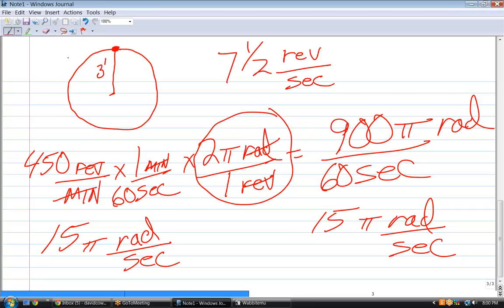Every time it makes a revolution, this point travels a distance of the circumference. In other words, 2 pi r. So it's 2 pi times 3 feet per revolution. The revs cancel and you end up with 42, well, some number pi feet per second, which is a linear speed. Okay? Our angular speed was radians per second. But our linear speed, in other words, if these were the tires on a truck, it would be going this speed.